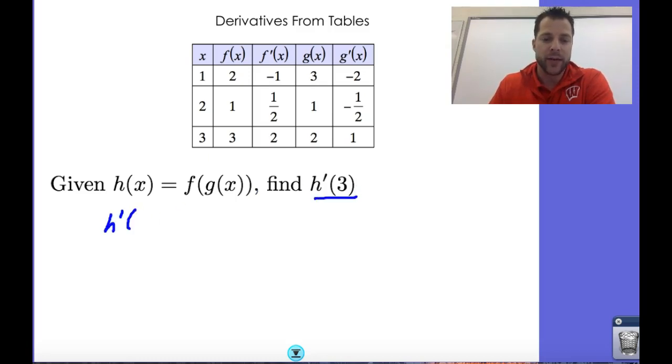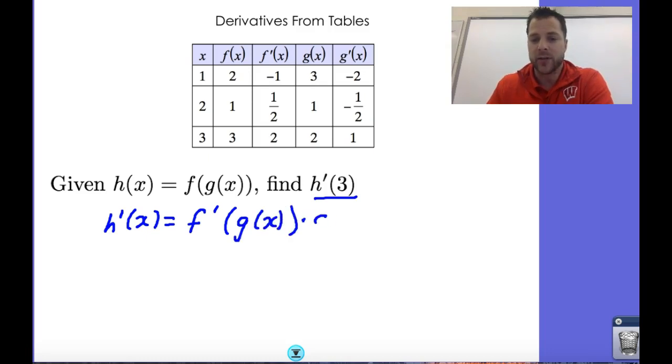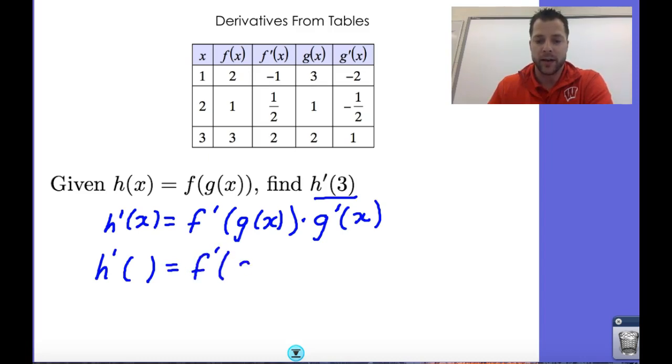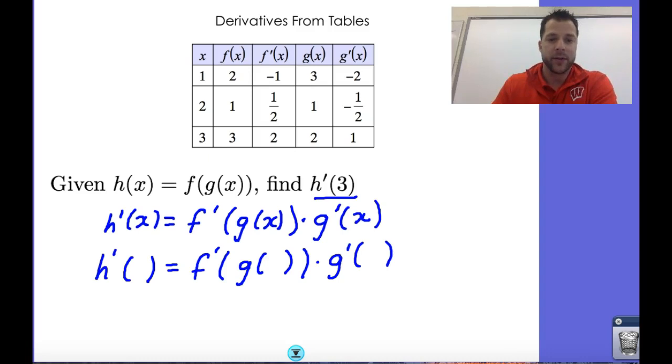So h prime of x is going to be equal to the derivative of the outside times the inside times the derivative of the inside, which is g prime of x. So h prime of 3 now is equal to f prime of g of 3 times g prime of 3. So I'm going to plug in 3 now for x, and 3 here and 3 here. So there's a little bit of work we have to do.